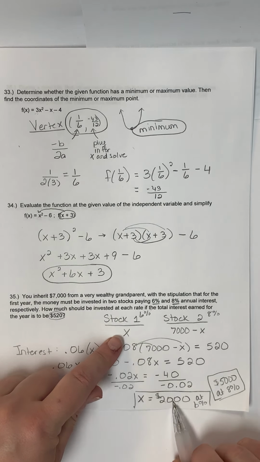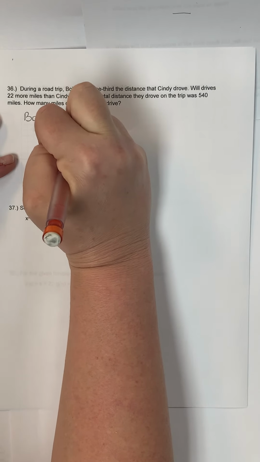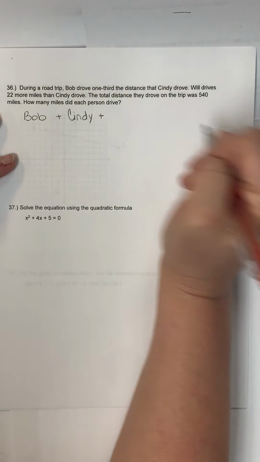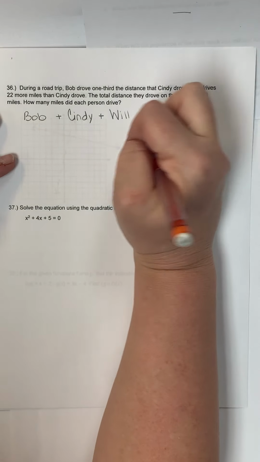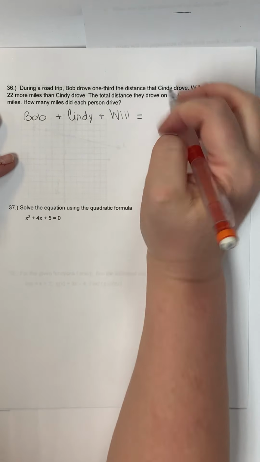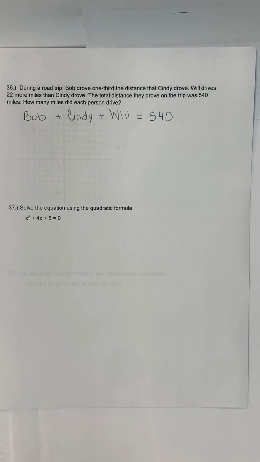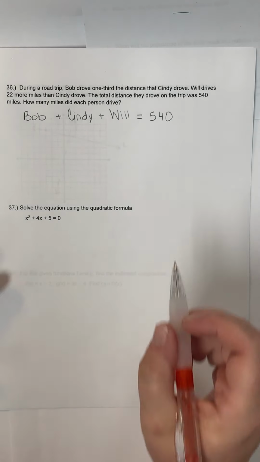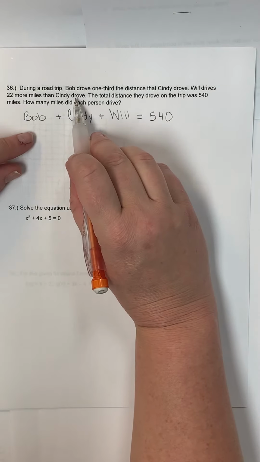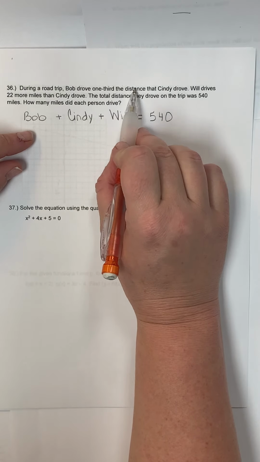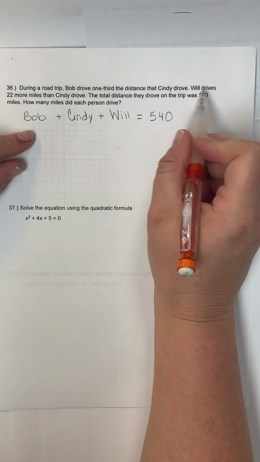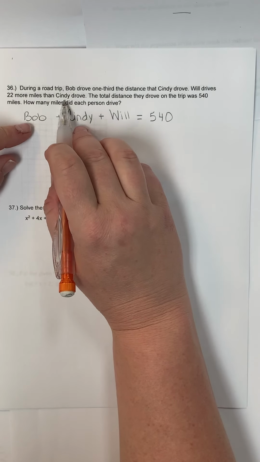All right, got another word problem. We have a road trip. Okay, we have 3 drivers. We have Bob, we have Cindy, and we have Will. And the total distance they drove on the trip was 540 miles. How much did each person drive? Well, let's see. Bob drove 1/3 the distance that Cindy drove. And Will drives 22 more miles than Cindy drove.